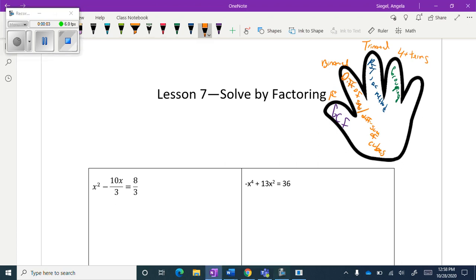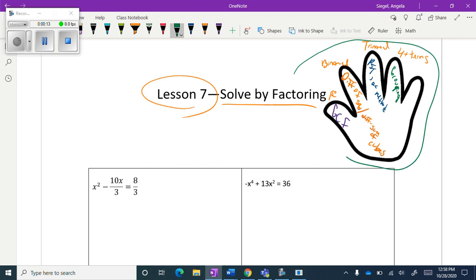Hey guys, welcome to our last lesson, lesson 7, and we are still factoring, but now we're going to solve by factoring. I brought back the factoring hand, so we're going to be falling back on that. Let's go ahead and get started.